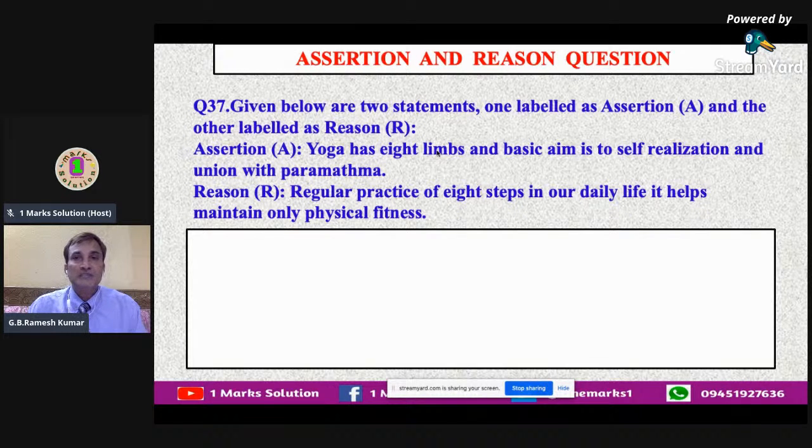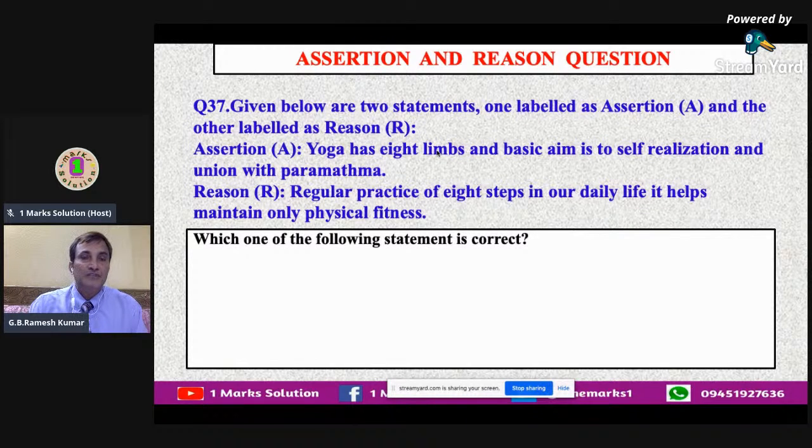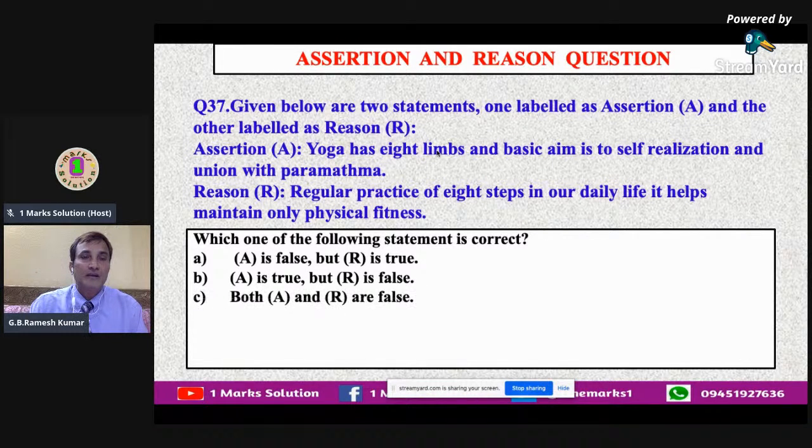Given below are two statements, one labeled as assertion and the other labeled as reason. Assertion: yoga has 8 limbs and the basic aim is self-realization and union with Paramatma. Reason: regular practice of the 8 steps in our daily life helps maintain only physical fitness. Which one of the following statements is correct? A is false but R is true; A is true but R is false; both A and R false; both A and R true.